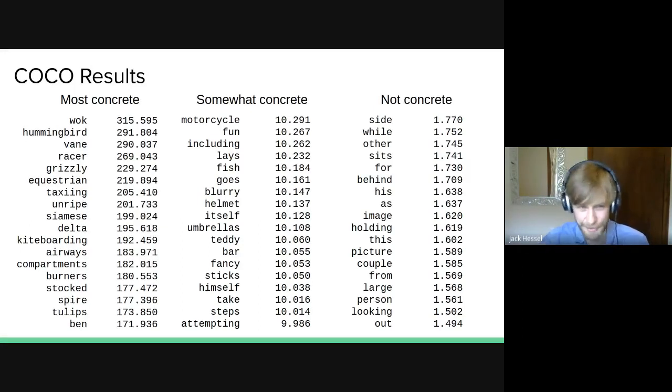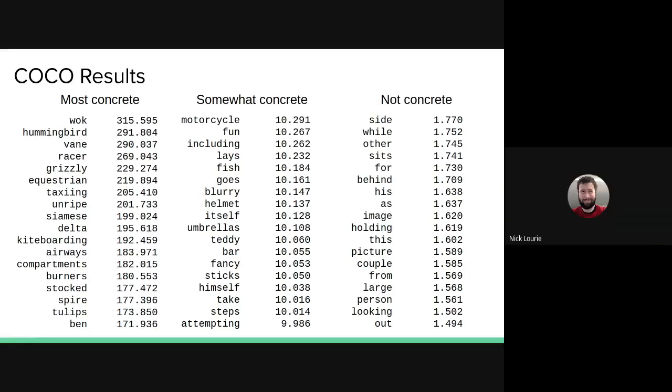The paper has some more examples as well. But in general, I think concreteness is very much contextual, as are most things with language. But we thought this was an interesting first pass. Yeah. Thanks.